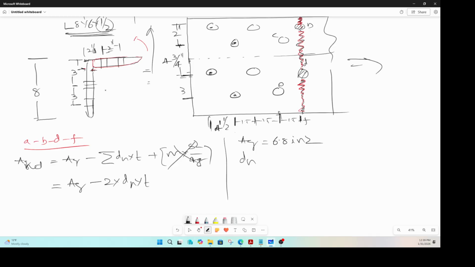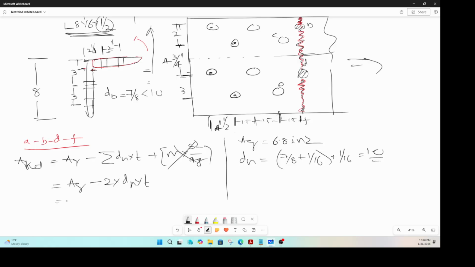The bolt hole diameter, D bolt, in this example is 7/8 inches. When D bolt is 7/8, this is less than 1.0, so DH is 7/8 plus 1/16, that is your nominal bolt hole plus another 1/16. That would be 1/8, 1.0 inches. That's your DH.